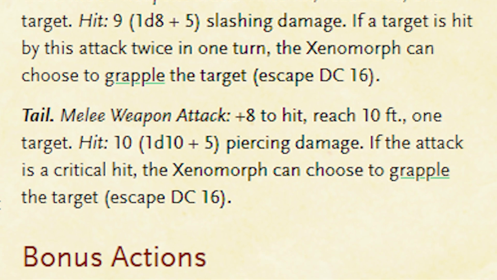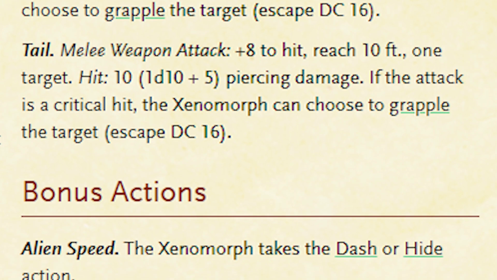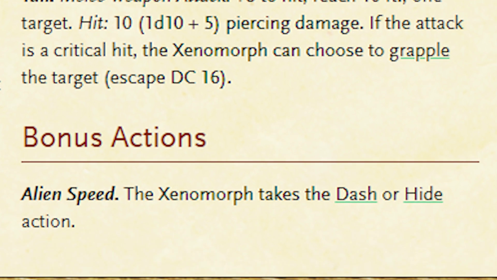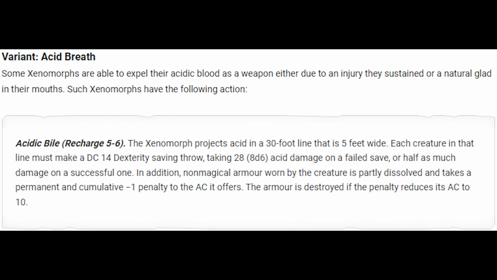The last section is bonus actions, and the Xenomorph has one option. Alien Speed lets it take the dash or hide action. But there's one more thing to mention, a variant feature available to the Xenomorph. Some Xenomorphs are able to project their acidic blood as a weapon, and you can choose to give your Xenomorphs this as the following action.